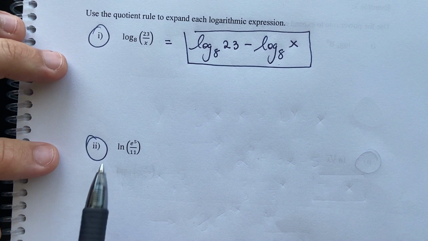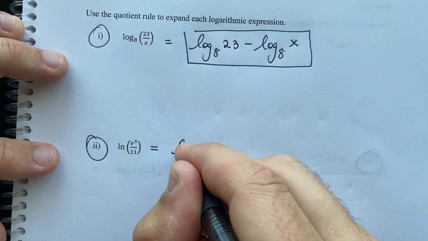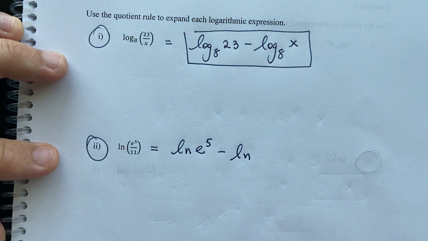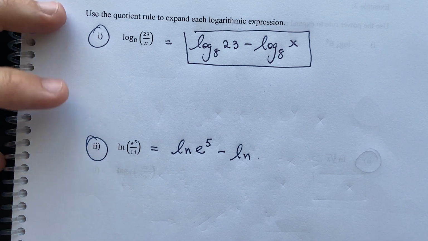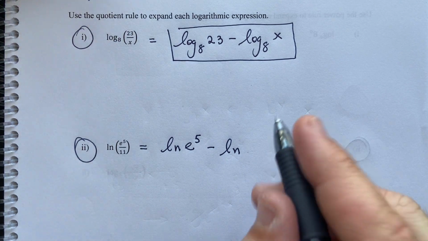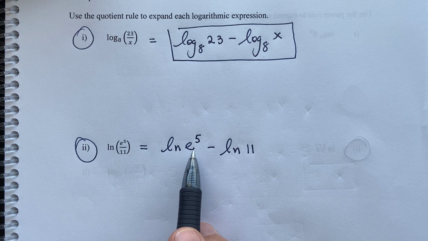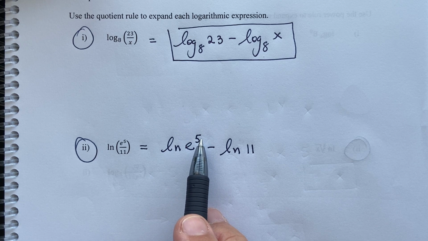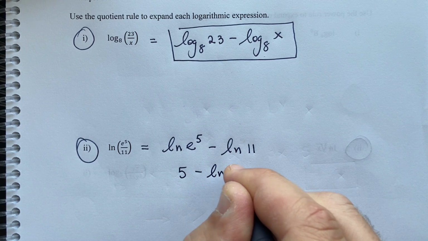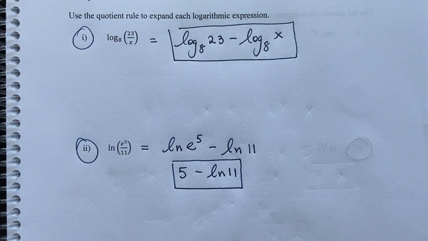Here we have an ln. So I'll have ln of e to the 5th minus ln, that's the natural logarithm, right? That's base e. So it's same as log base e. And this would be of 11. And then just to simplify, ln of e to the whatever is just that whatever. So we would have 5 minus ln of 11.